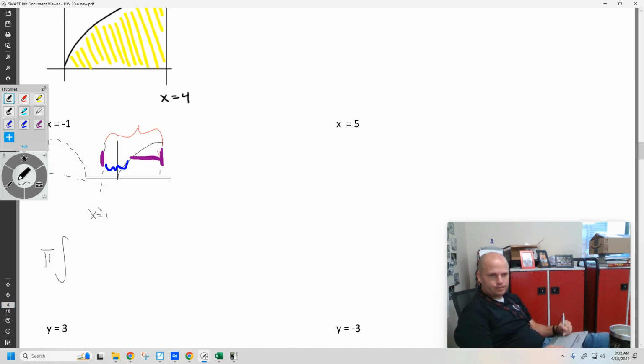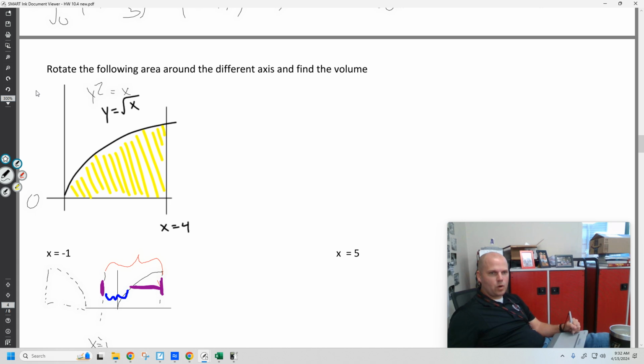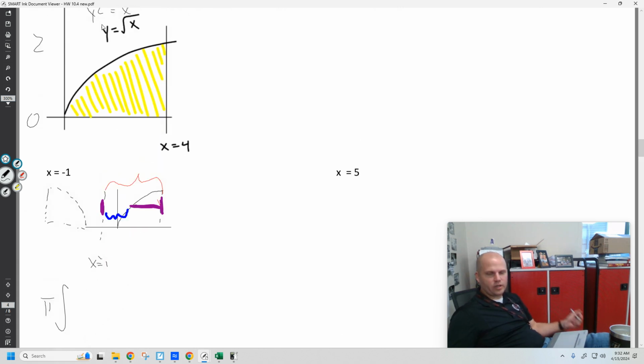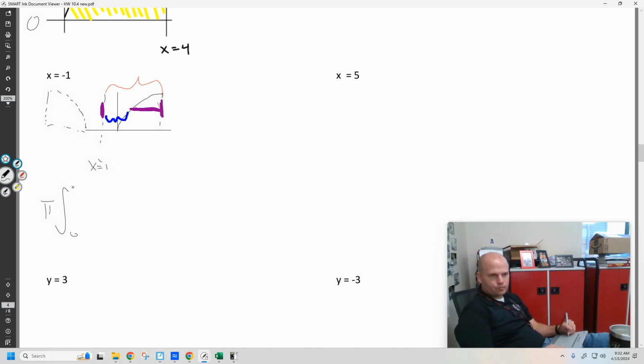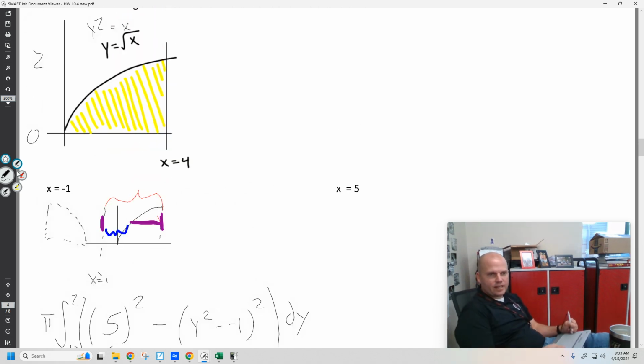The setup for this, we're summing up horizontal things from a bottom to a top. This is y equals 0 to y equals 2. How do I know it's y equals 2? Plug in x equals 4. Outer radius is squared: x equals 4 minus x equals negative 1. Inner radius is squared: x equals y squared minus x equals negative 1. Cool.